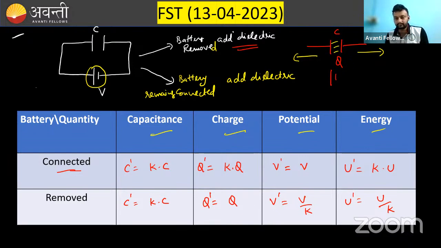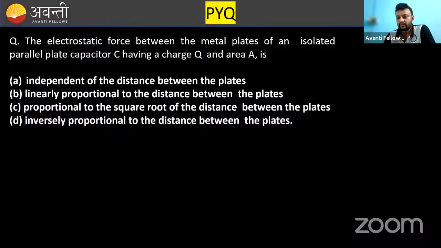Are you getting my point? So why is charge constant? Because it becomes an isolated system. And for an isolated system, charge is conserved. Clear? So this is conservation of charge. Moving further. Now we will take some questions very quickly.